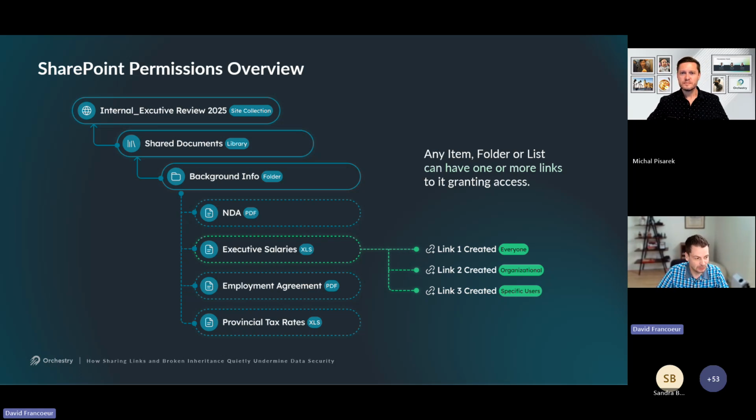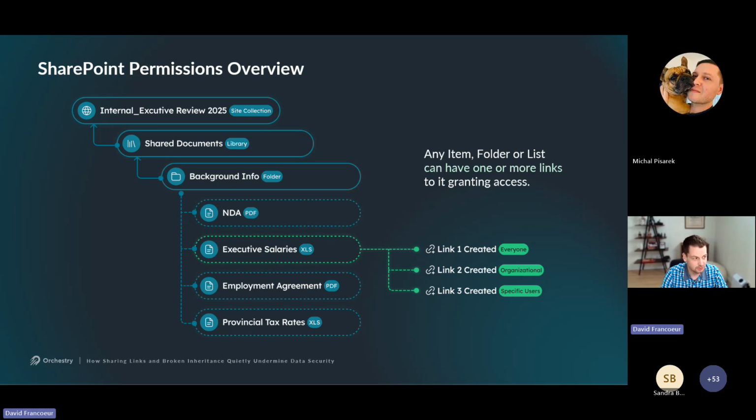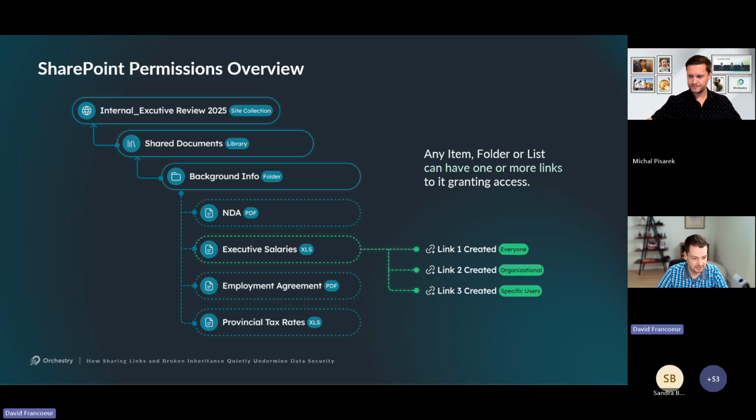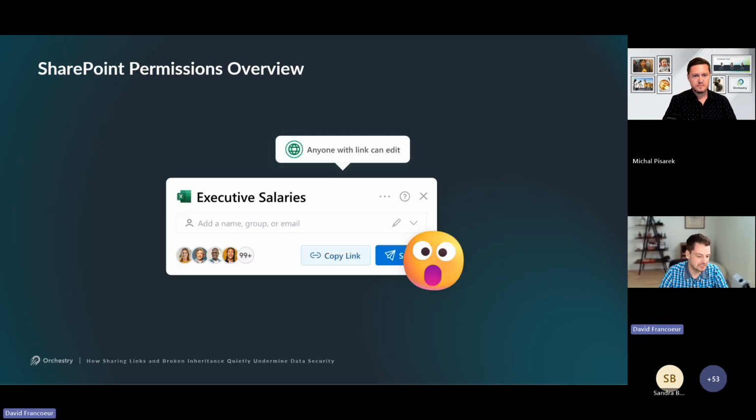So if we look at that executive salary document again, it's not even just a matter of one link being created to it. You can create multiple links. You can create multiple types of links to the same file. You could have an everyone link out there. Someone comes along later and creates an organizational link. Then a third person comes in and creates a specific user's link, right? This is chaos because you have multiple pathways in, and it's very difficult, as you'll see in a second, to monitor and manage this. So what you end up having is this potential horror where you hear from your CIO or CSO that someone got their hands on the executive salaries document.